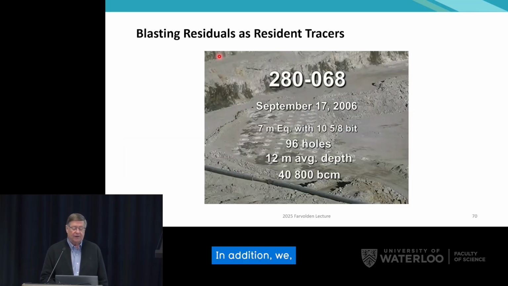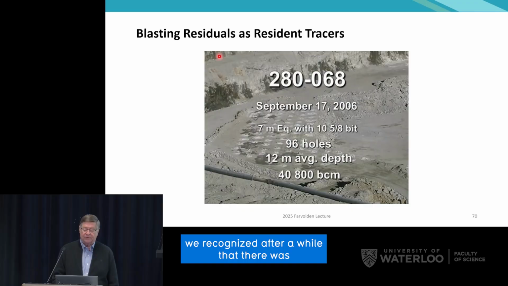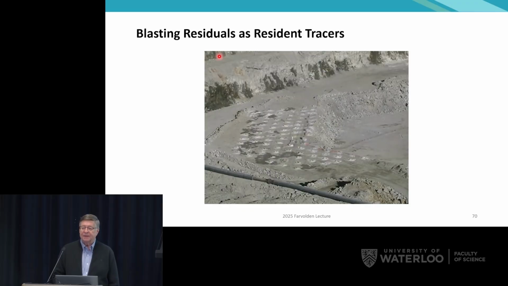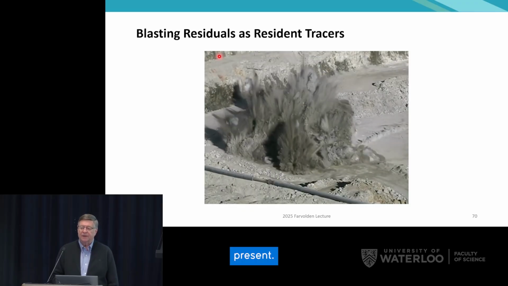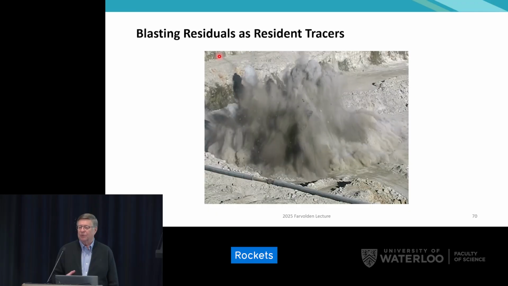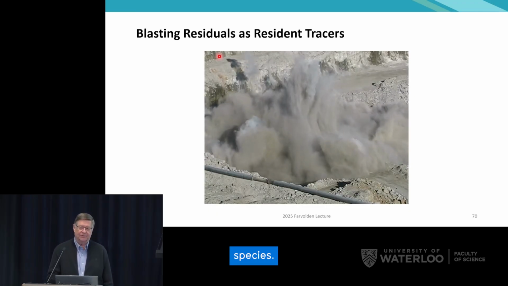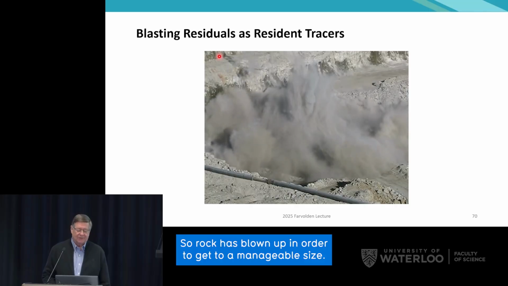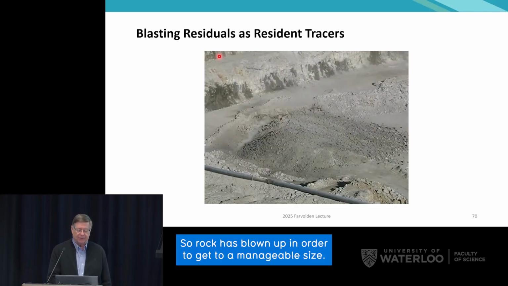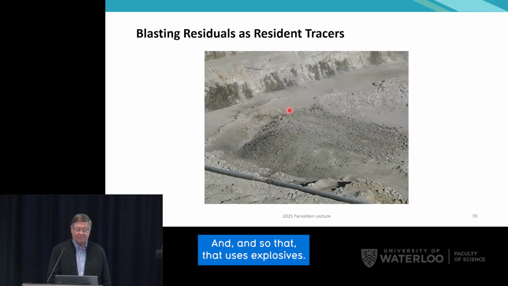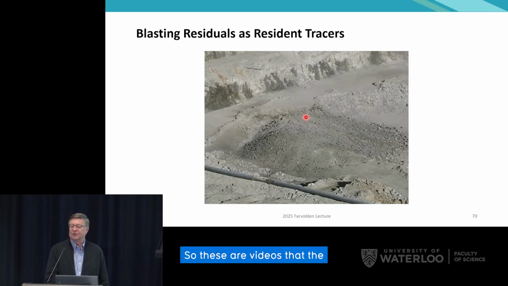In addition, we recognized after a while that there was resident tracer in the system. So the rock is blown up in order to get to a manageable size, and so that uses explosives. So these are videos of them.